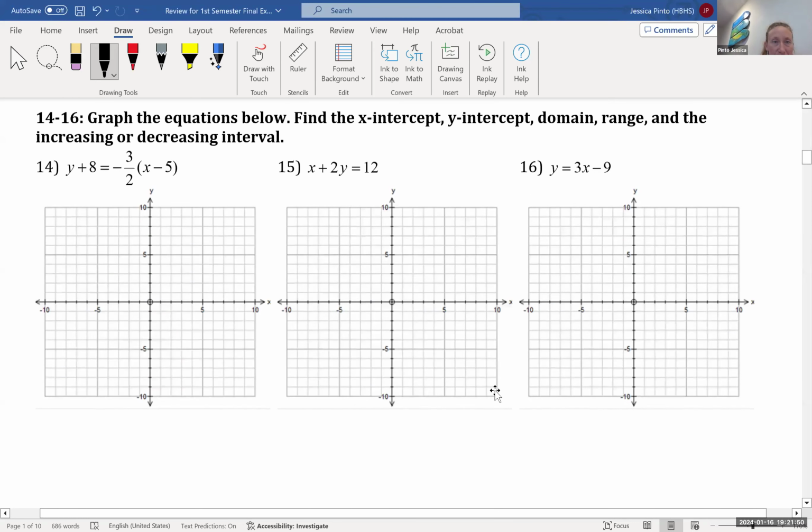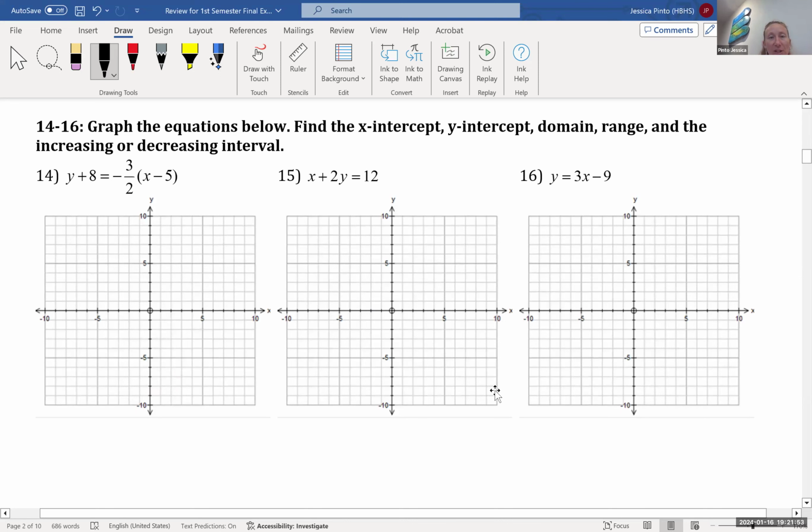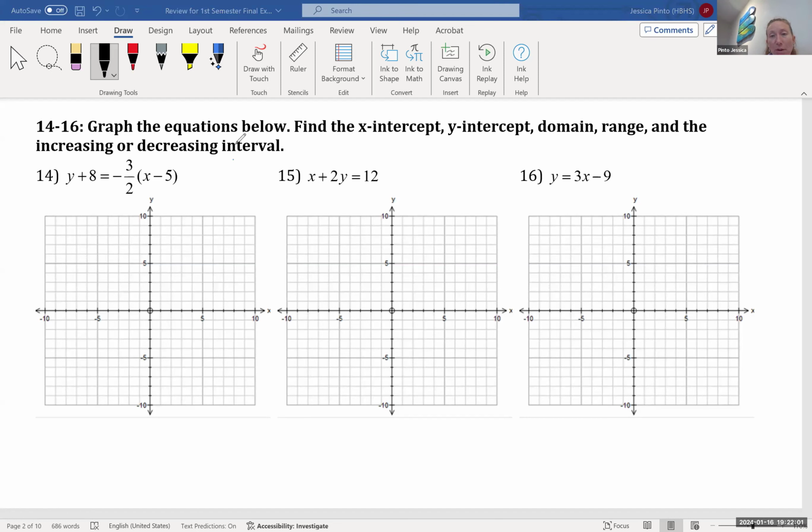So let's graph the equation, find the x and y intercept, domain, and range. So because these are lines, I already know the domain and range. I can tell because they all have a slope. They're going to be negative infinity to infinity.